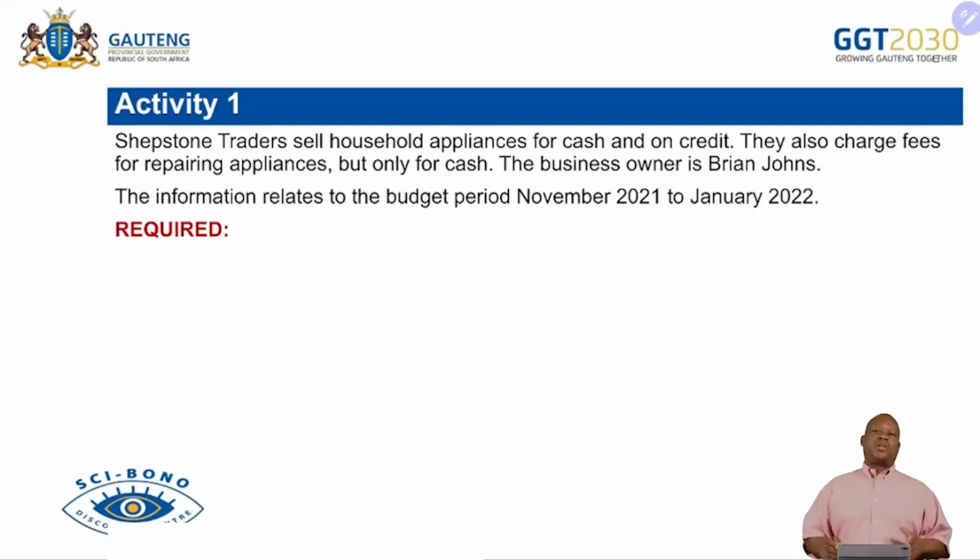Please take note, whenever you are given information at the start of the question, go through that information. Try to internalize it because there is significance. The type of business, the types of activities that the owner is up to. Very important when you get into some more information in the question. Now, the information relates to the budgeted period of November to January. So we are looking into November, December, and January as the period that we are looking into.